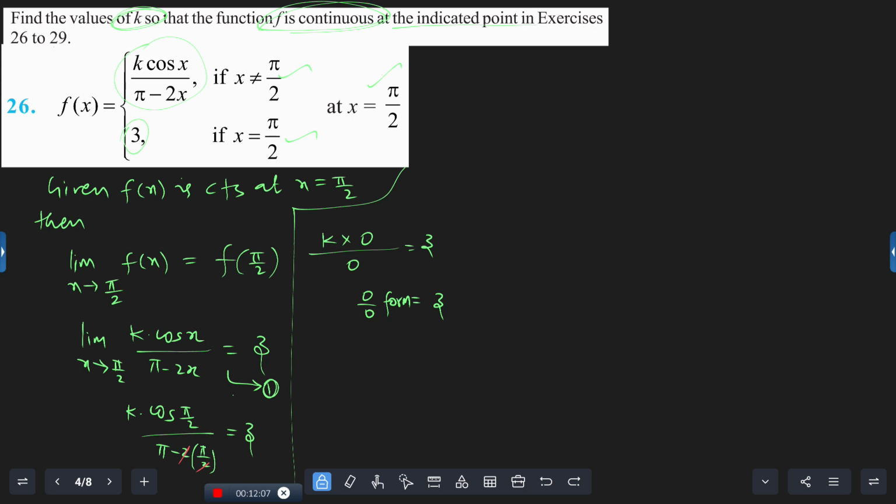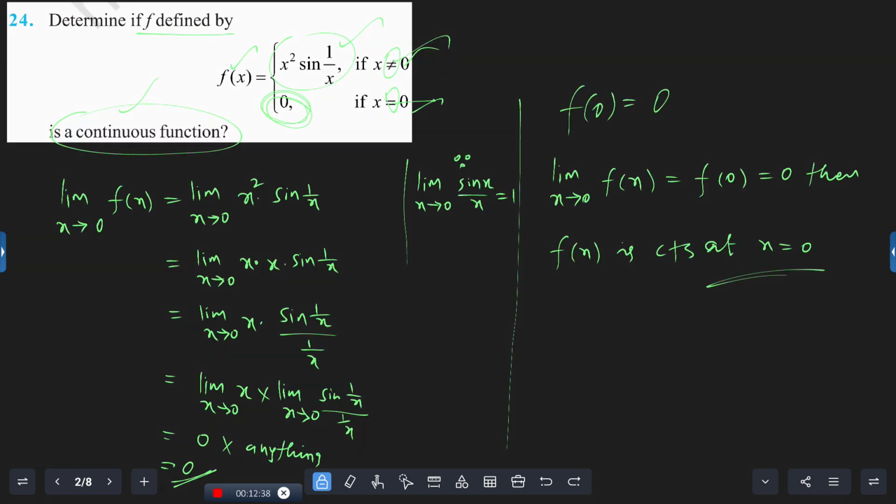You have to simplify the given question. So I am taking the given question from 1 again and rewriting it: limit x tends to pi by 2, k you can take outside, cos x divided by pi minus 2x equal to 3. So what can we do here? We will change cos into sine. This formula I am going to try to use.